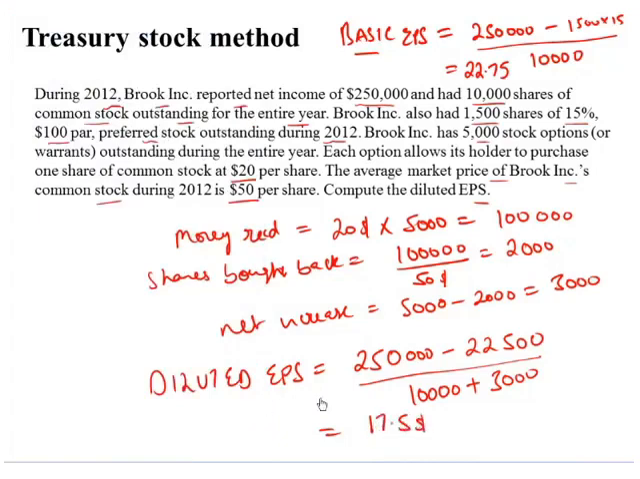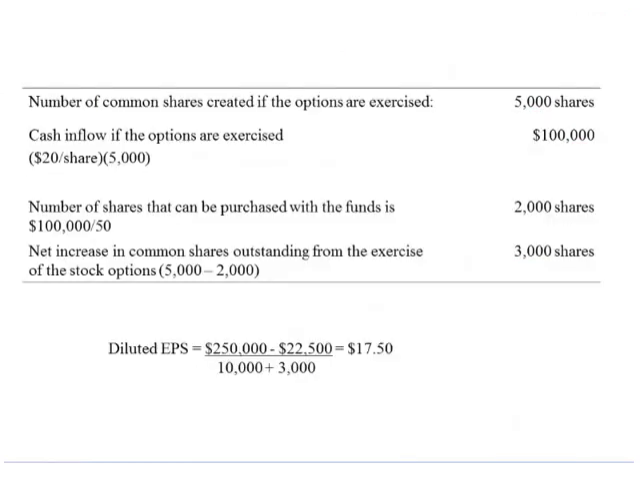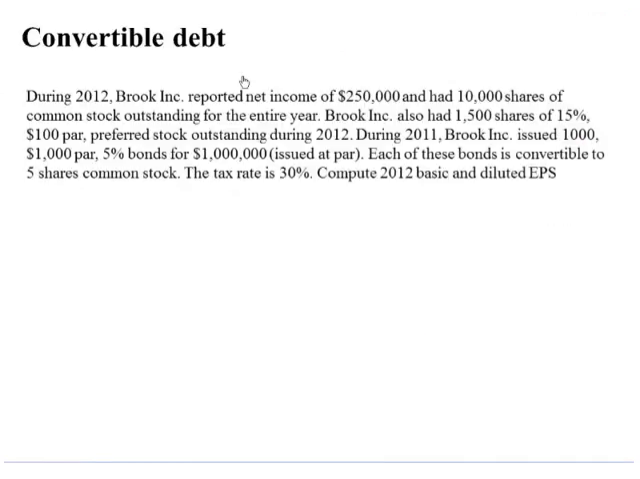Please note the diluted EPS must always be less than the basic EPS, actually less than equal to the basic EPS. The next potentially dilutive security that we'll study is called convertible debt. So we'll understand convertible debt directly with an example.